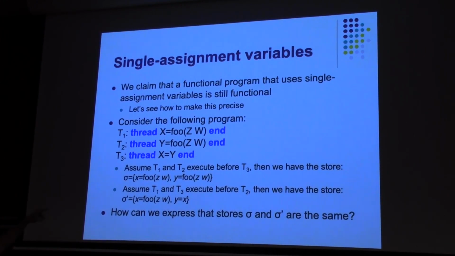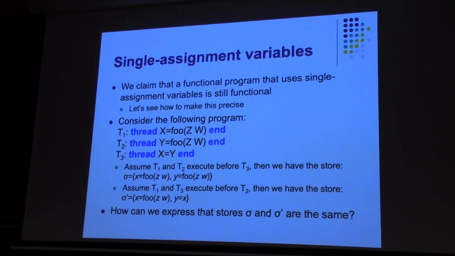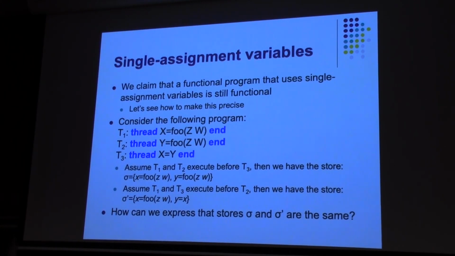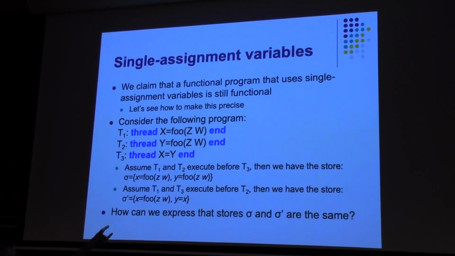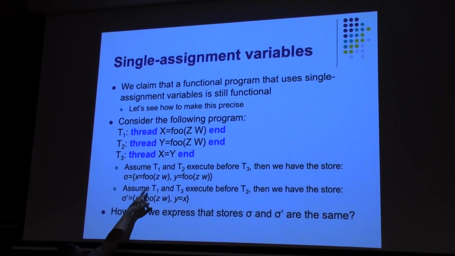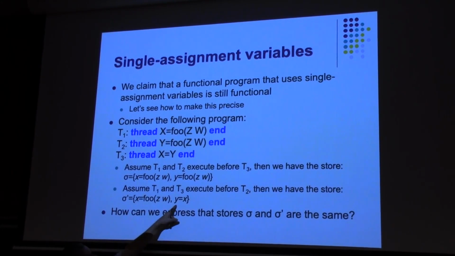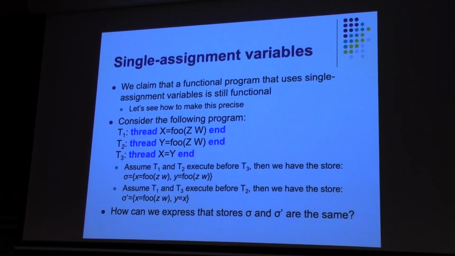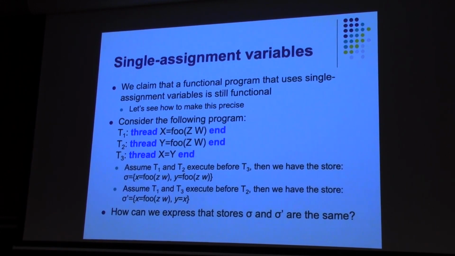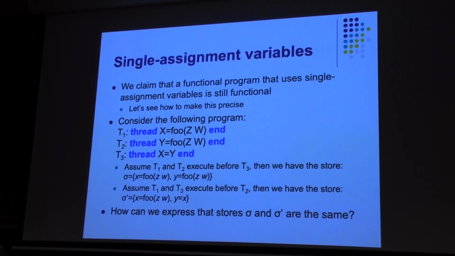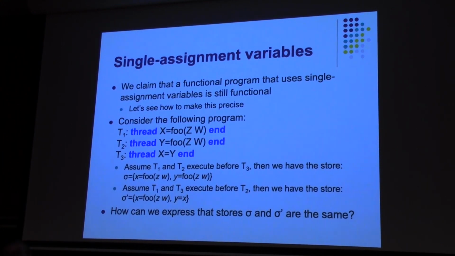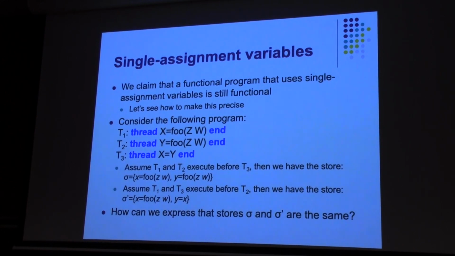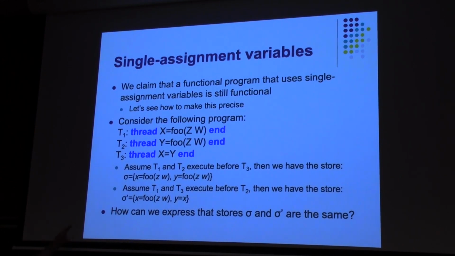So we have two stores, sigma and sigma prime, which are different. They're not the same. But somehow they represent the same thing. You can kind of see that. Both x and y are going to be records foo z w. But the bindings are actually different. It doesn't really matter that they're different, because the values that these stores represent are actually the same. So how can we make that precise? You can see the intuition.